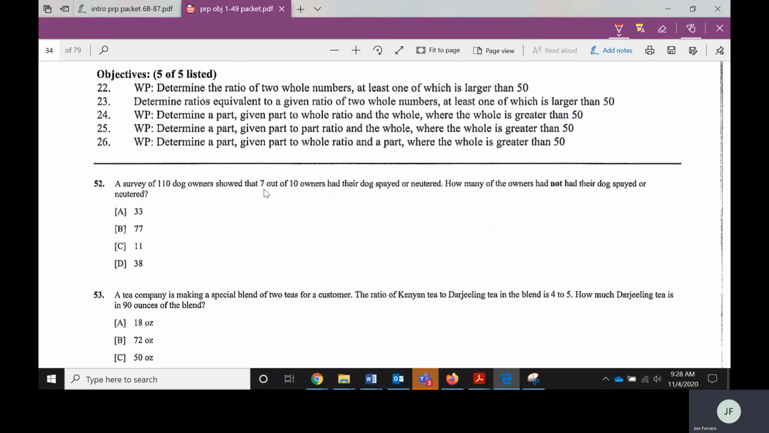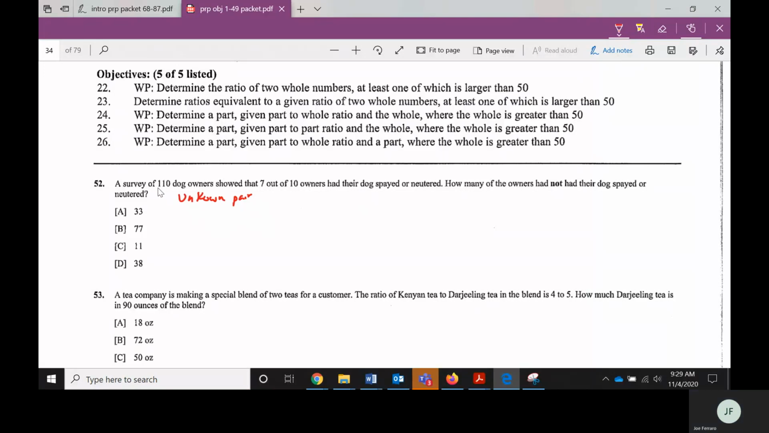7 out of 10 go together. 7 out of 10 had their dogs spayed or neutered. So it means if there were 10 owners, 7 of them had their dogs spayed or neutered. This 110 is a given value, and it has an unknown value to go with it. I will refer to that as the unknown pair. And that's what you want to find first, and find out what they're talking about for that pair.